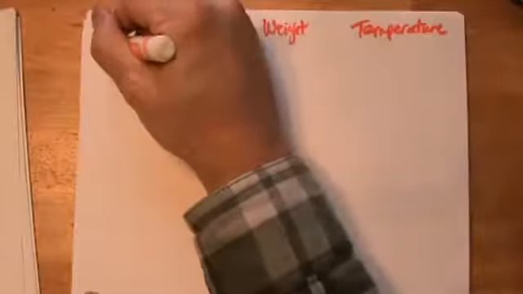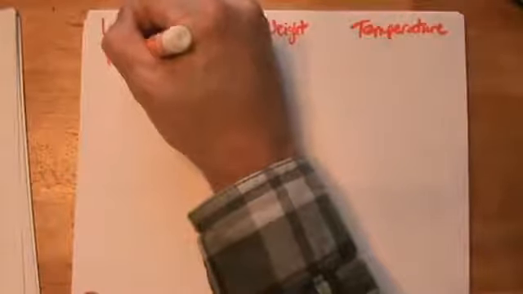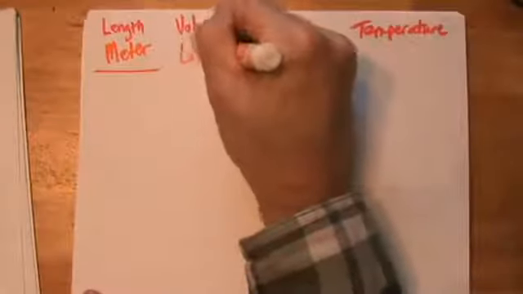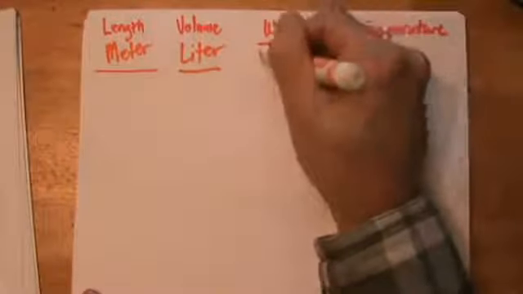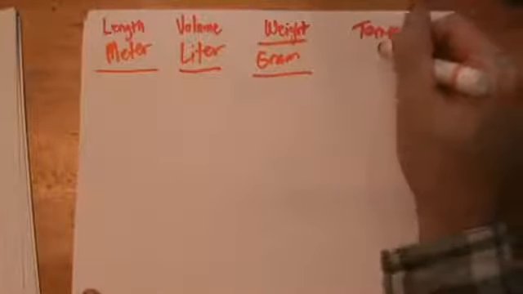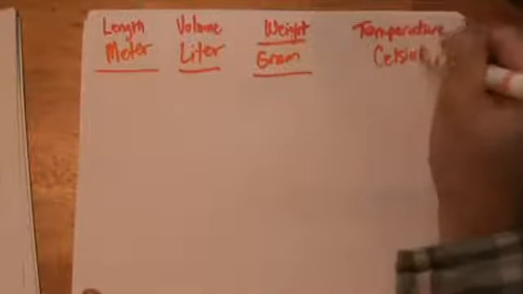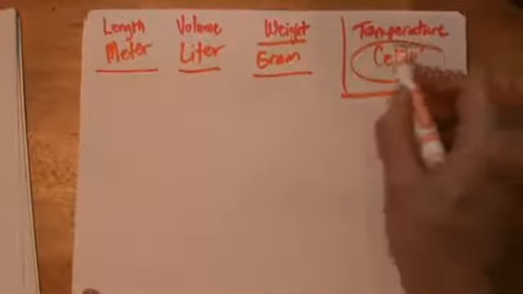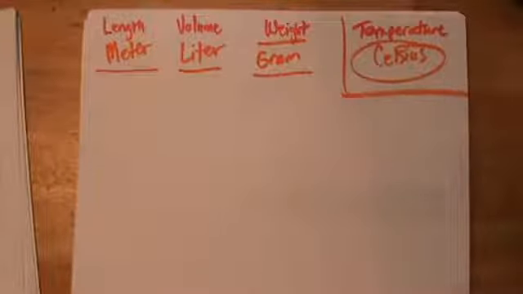And in the metric system, we already learned that the basic unit of length is the meter. The basic unit of volume is the liter, or liquid. The basic unit of weight is the gram. And then for temperature, the basic unit is Celsius. Temperature is going to pretty much stay on its own. Temperature in metrics is going to be measured in Celsius or Fahrenheit, but it's my understanding that Celsius is metric.